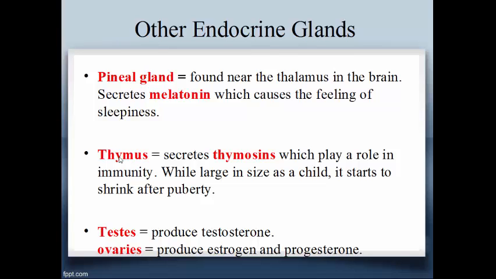Next one, thymus. This will secrete a hormone called thymosins. This will play a role with immunity and how immune cells mature. It starts off quite large when you're a newborn, relative to overall body size. But after you hit middle age, it will start to shrink and shrink and shrink to the point where it's going to be all completely gone and replaced by fat cells. And last two, testes, of course only found in males, will produce testosterone, and ovaries, found in females, will produce estrogen and progesterone. And we'll talk more about both of these hormones later in the course.